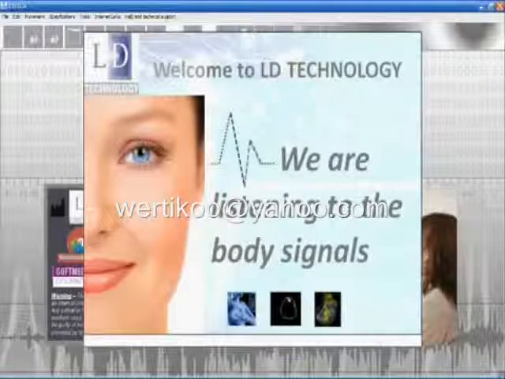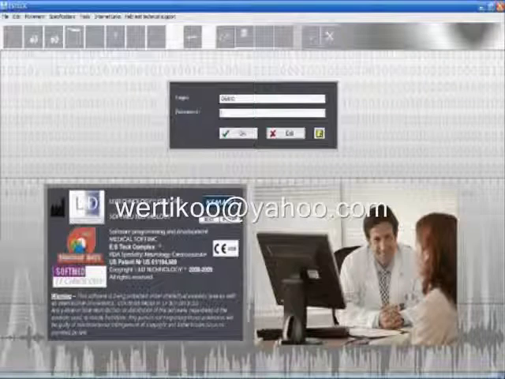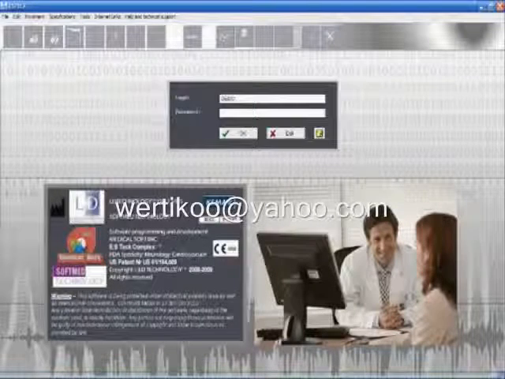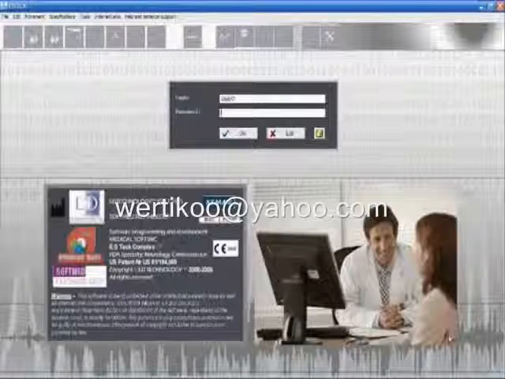Let's look at the software. The software is installed onto the computer. The software first analyzes the results from the different technologies and then provides the cross-analysis and modelling for the practitioner.